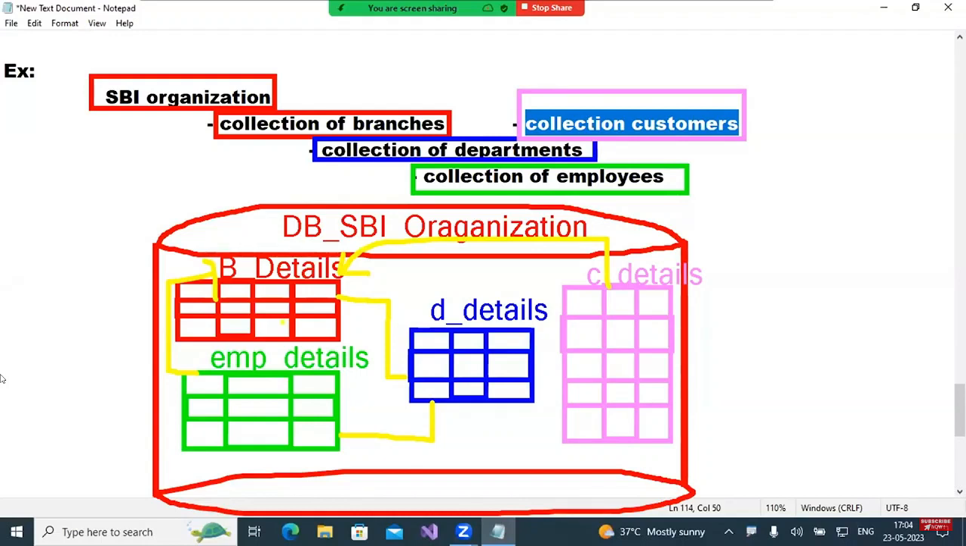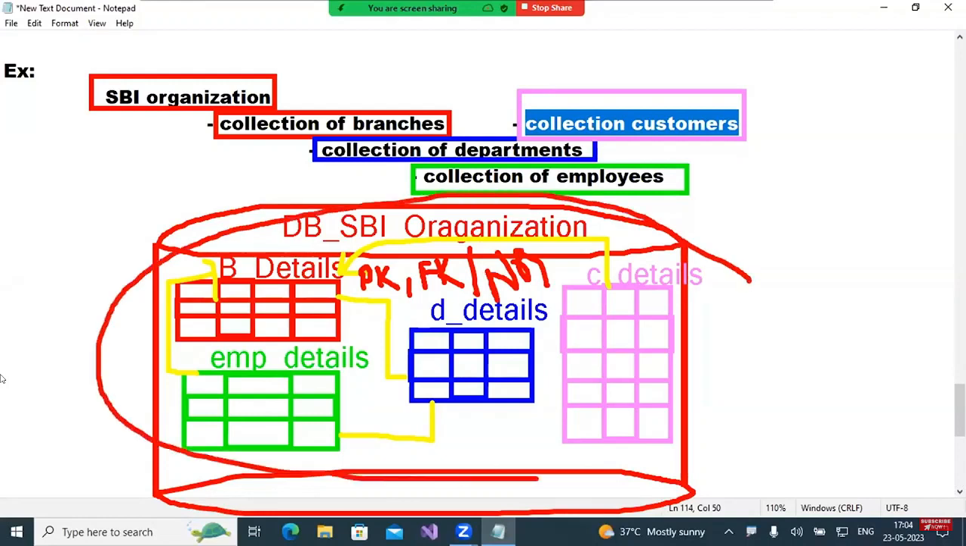In this way, in real time, people design and make relationships. Sir, how do we make relationships? Suppose you have a doubt: how to make these relationships? We use some constraints. In future classes, we will discuss primary key and foreign key with the technique of normalization. Normalization. I will cover all of that in my coming classes. Okay? Right. So these are the tables, and table to table you have your relations.